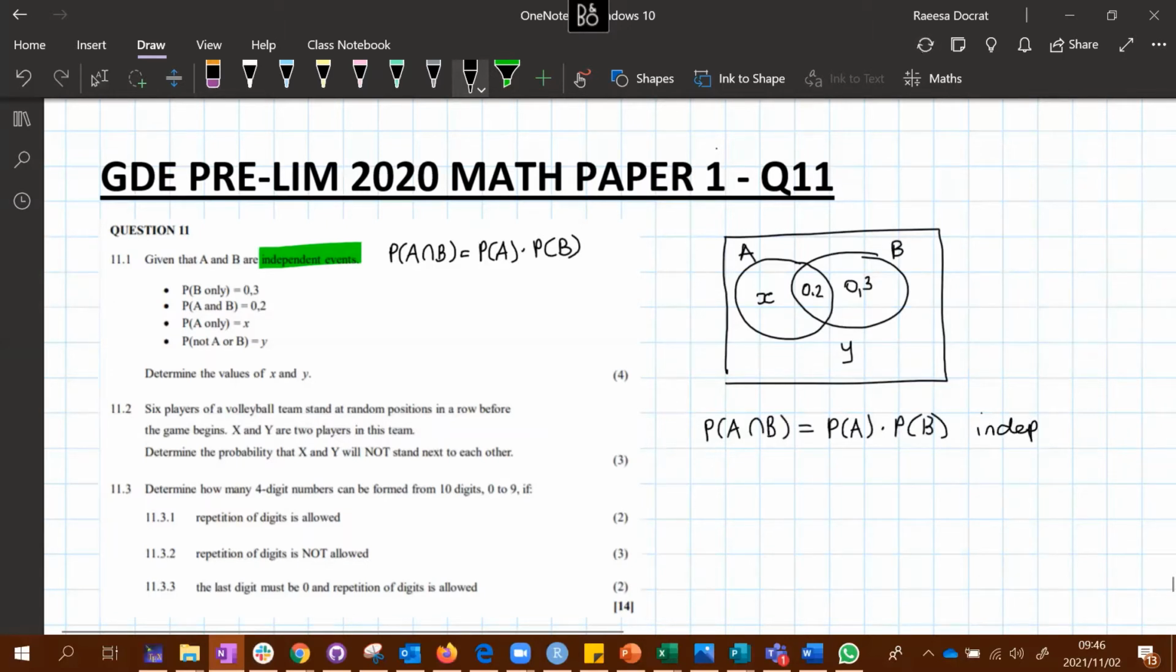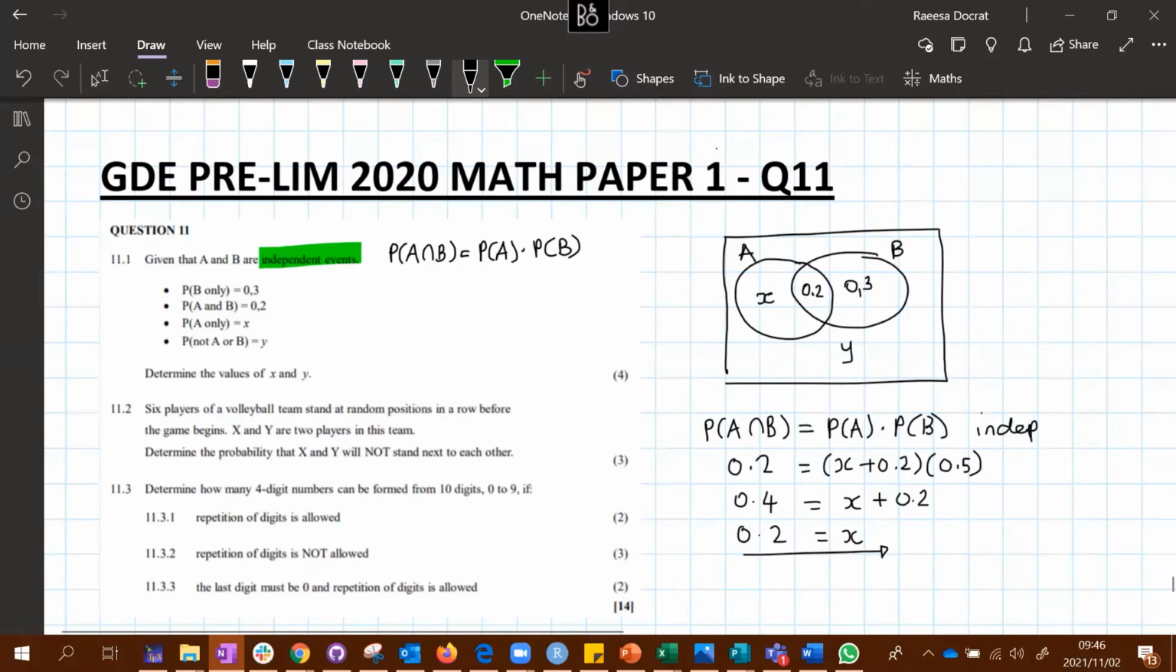So now the probability of A and B is 0.2. The probability of A is everything that's in A, so it is X plus 0.2, and the probability of B is everything that's in B, which is 0.5, the 0.3 plus the 0.2. There we have now an equation which we can solve. The first thing is we're going to divide both sides by the 0.5, so we're going to get 0.4 is equal to X plus 0.2, and then minusing 0.2 on both sides, we get that X is 0.2.